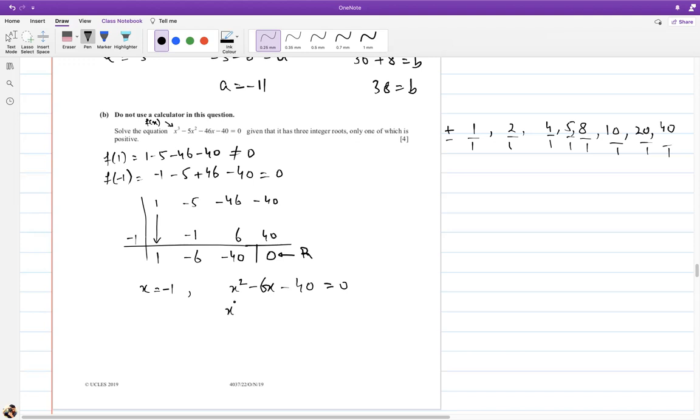10 and 6, right? But 10 and 6 don't multiply to give minus 40. Oh, 10 and 4 do. All right, so plus 4x minus 10x minus 40 equal to 0. So I'll get x plus 4 and x minus 10 equal to 0. So I'm getting two answers, x equals minus 4 and x equals 10. Okay, so I have found all three roots.